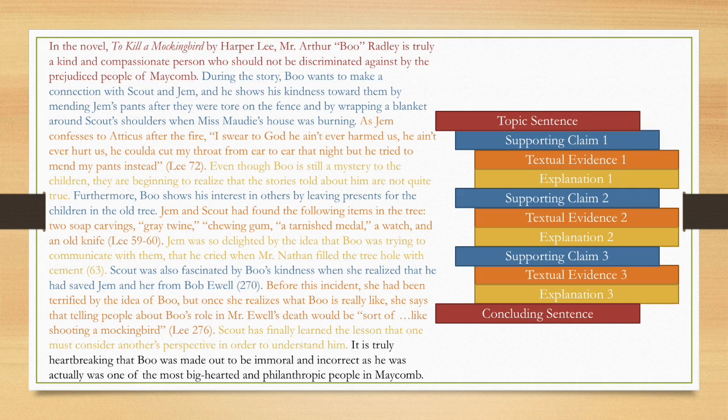And let's see how they wrap it up with the concluding sentence. "It is truly heartbreaking that Boo is made out to be immoral and incorrect, as he was actually one of the most big-hearted and philanthropic people in Maycomb." So this sentence is restating our topic, which is that he's a nice person, right? We're just using different words. And we are also looking at it from a different perspective. In the topic sentence, we say that he's a truly kind and compassionate person, whereas in the concluding sentence, we say that it is sad that he was not seen as being a nice person. So we said the same thing, but we said it using different words to make sure that we really drove the point home to our reader.